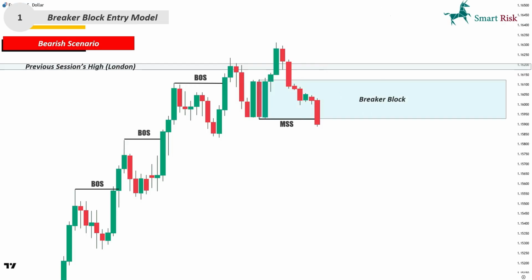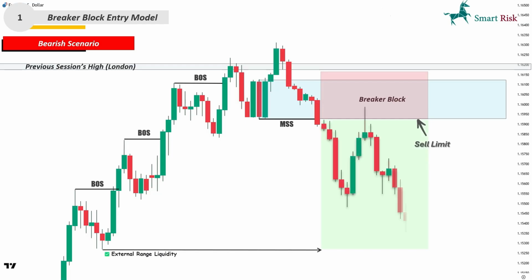To use this entry model, you can place a limit order at the lowest point of the breaker block and wait for the price to retrace into it. Your stop loss should be placed a few pips above the zone. To take profit, you can target the nearest external liquidity on the same time frame, since we expect the price to continue moving in that direction. Alternatively, you can aim for a higher time frame major liquidity level to achieve a better reward-to-risk ratio.